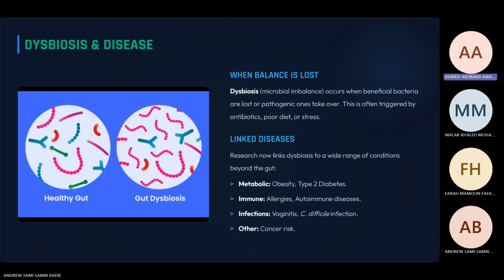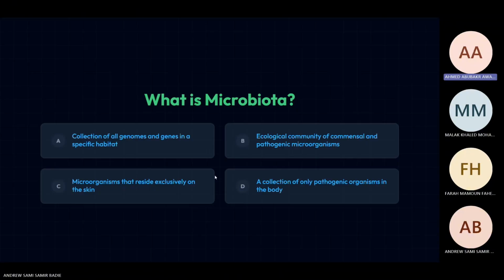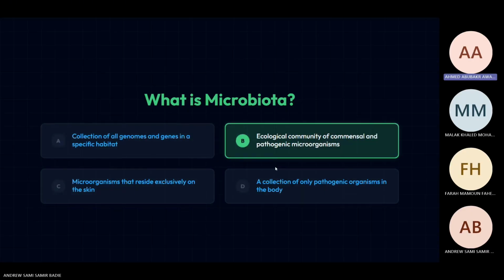So let's move into a simple question: what is the microbiota? Is it A, a collection of all genomes and genes in a specific habitat? Or B, an ecologic community of commensal and pathogenic microorganisms? Or C, microorganisms that reside exclusively on the skin? Or D, a collection of only pathogenic organisms in the body? The correct answer is B, an ecologic community of commensal and pathogenic microorganisms, as explained before.